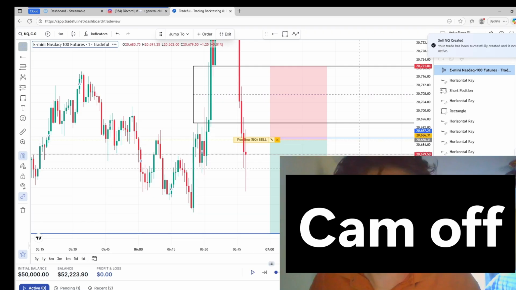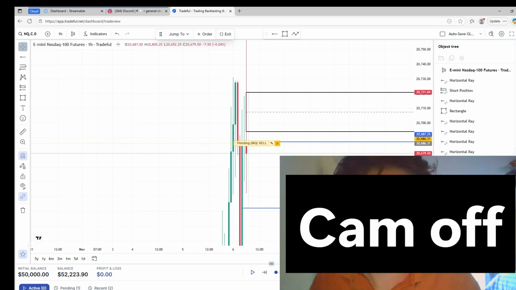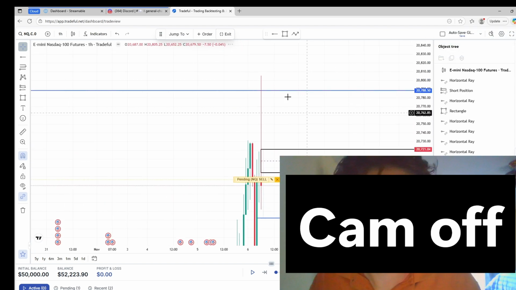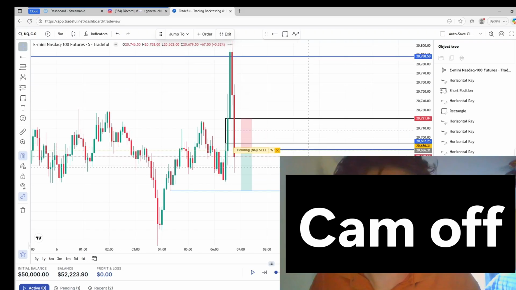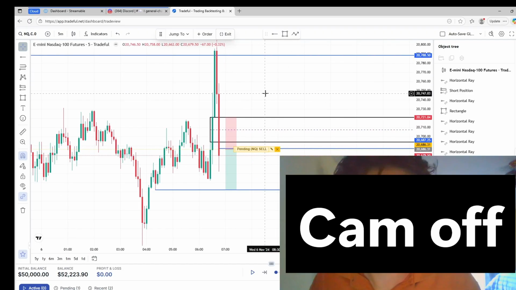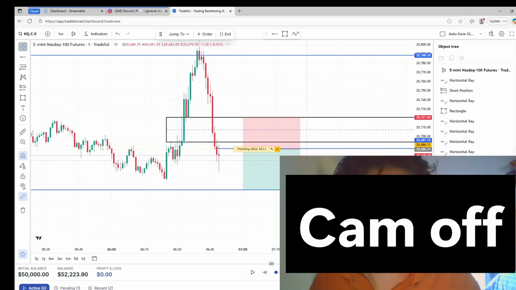Before I take this trade though, I just want to double check the higher time frame. See, everything's aligned into place. Okay, this actually looks pretty nice. The only problem is... actually, there isn't a problem. Okay, this looks pretty swell.